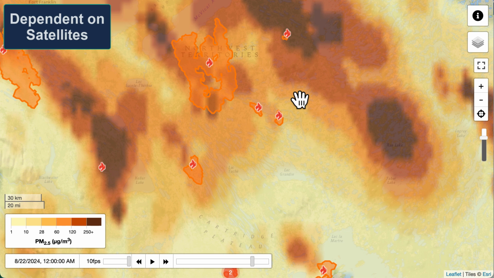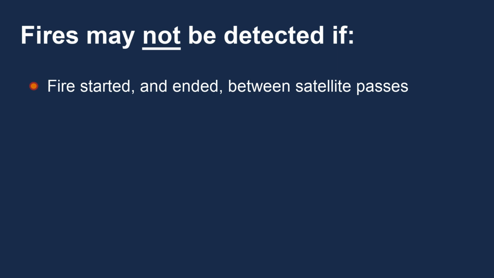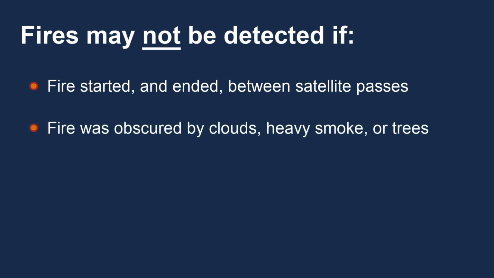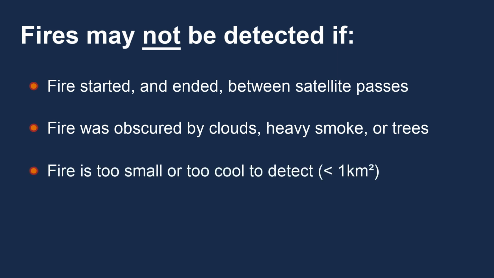Unfortunately, inaccuracies can arise as fires may not be detected by satellites, and they fail to be included in the forecast. There are several reasons why MODIS or VIIRS may not detect a certain fire. For example, the fire may have started and ended between satellite observations. Or potentially, cloud cover, heavy smoke, or tree canopy may have completely obscured the fire when the satellite was passing overhead. There are also cases where the fire may have been too small or too cool to be detected, as most fires cannot be detected if they are smaller than 1 kilometer squared, unless they are burning very hot.